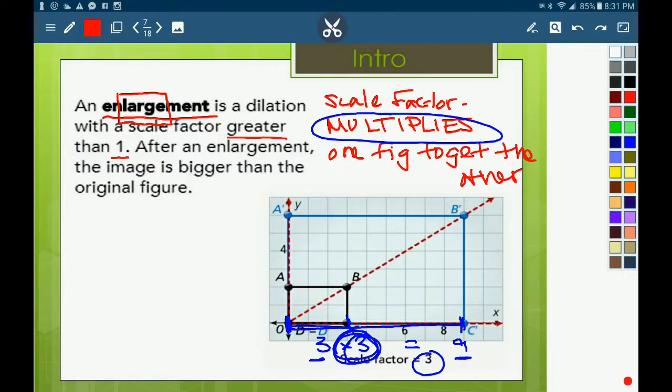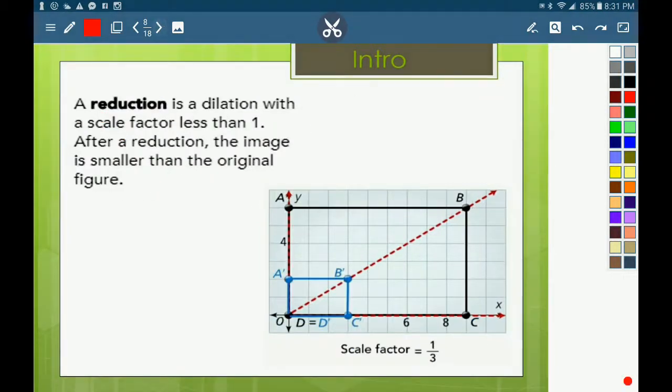Just like from D to A, okay, so from here to here, that's 2 units. But from here all the way up to A prime, that's going to be 6 units. 2 times 3 is equal to 6. So that 3, again, is showing the scale factor. It's always going to be what multiplies the side length of the original figure to get to the new one. And this is my example of my reduction.